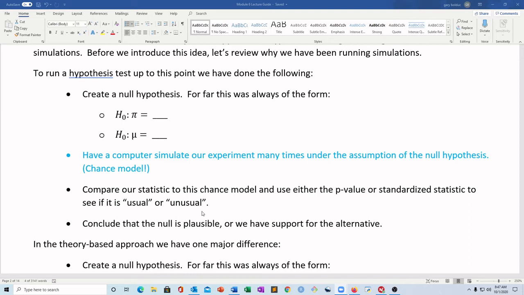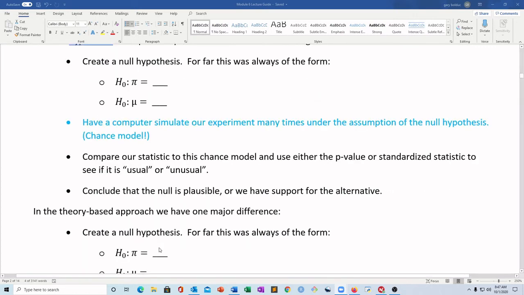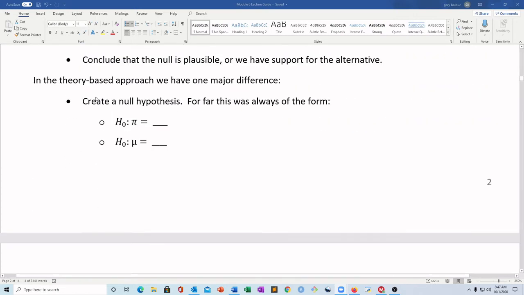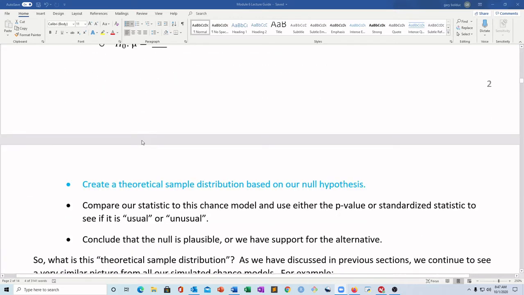What do we do with that information? We either conclude the null is plausible or we have support for the alternative. So that's the process we've been doing over and over again. So what changes in the theory-based approach? Well, let's go look. Step 1, create a null hypothesis. Still looks like pi equals, still looks like mu equals. Categorical, quantitative. No change.